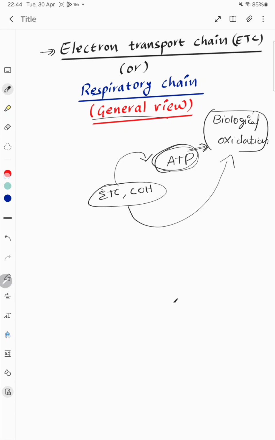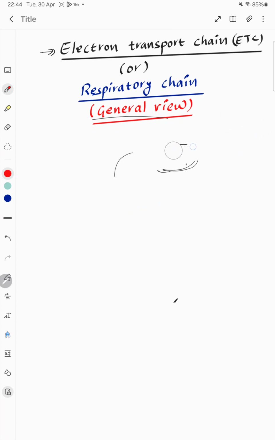Now in this video, we're going to see only the electron transport chain, not the chemiosmotic hypothesis. That we will see in the next video. As I told you, I will give you a general overview.